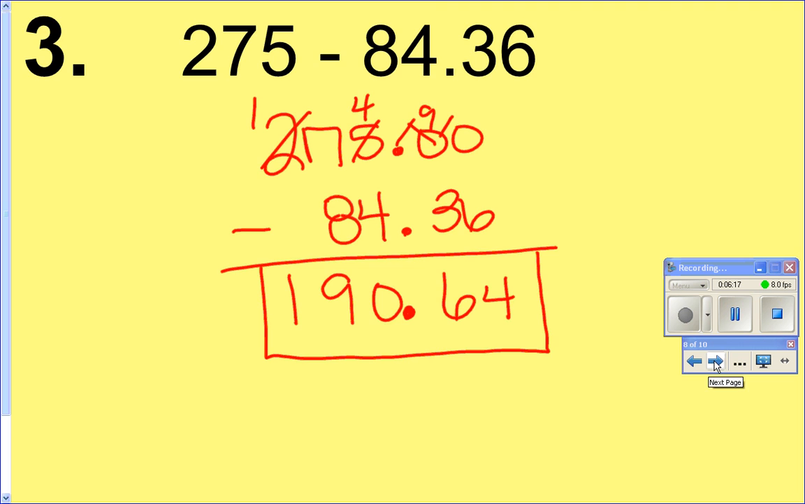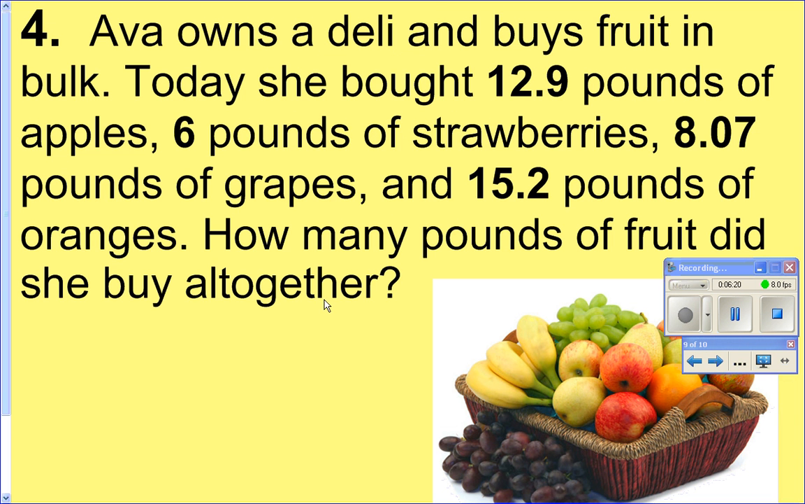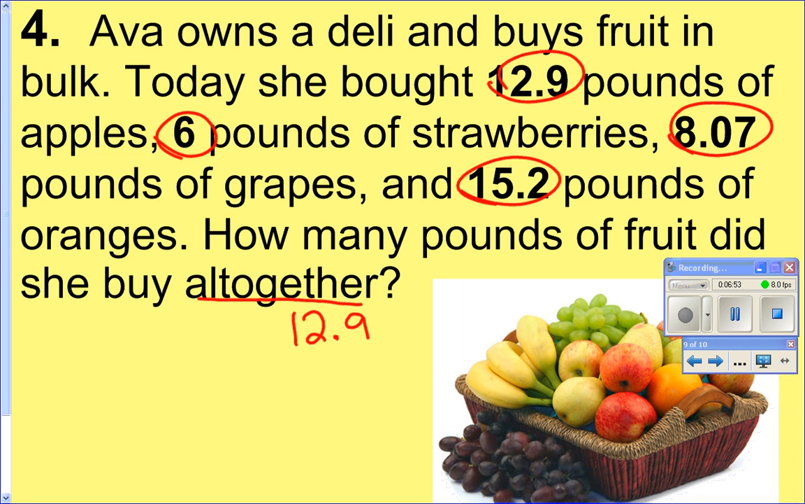Try this next one on your own. You can pause the video. Okay, it says Ava owns a deli and buys fruit in bulk. Today she bought 12 9/10 pounds of apples, 6 pounds of strawberries, 8 7/100 pounds of grapes, and 15 2/10 pounds of oranges. How many pounds of fruit did she buy all together? Again, all together means add, so you're going to add all of these numbers.